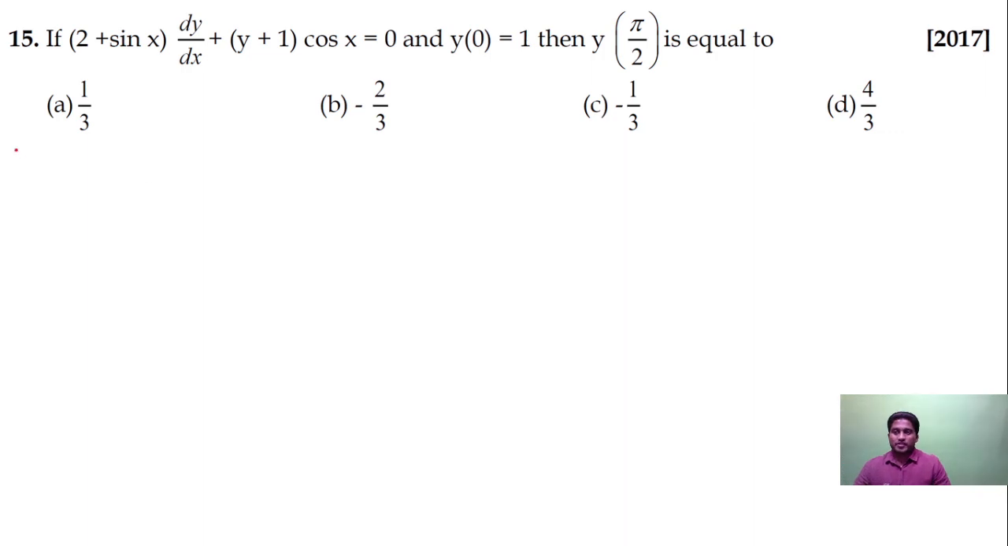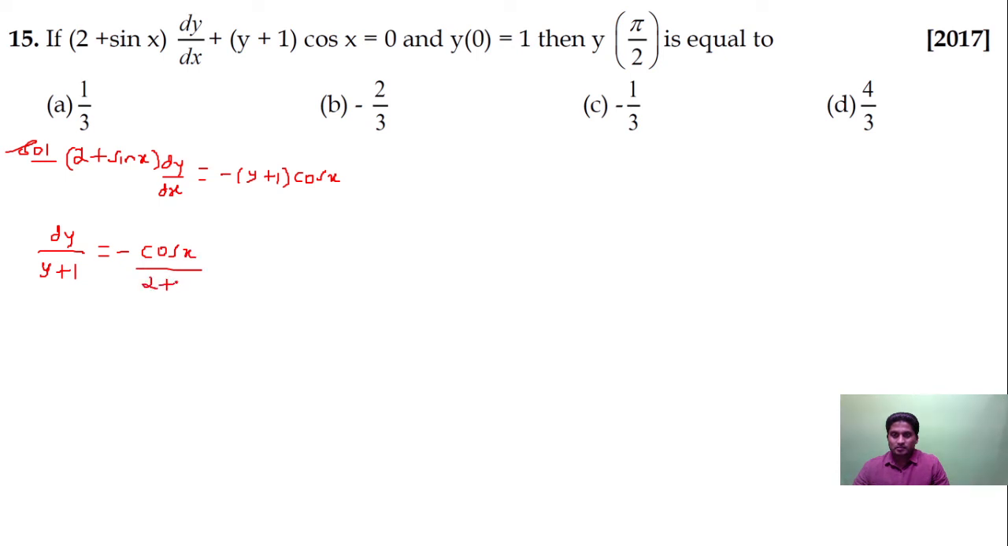Now this is actually a variable separable method. 2 plus sin x into dy by dx is equal to minus of y plus 1 into cos x. So this can be written as dy divided by y plus 1 is equal to minus cos x upon 2 plus sin x dx.